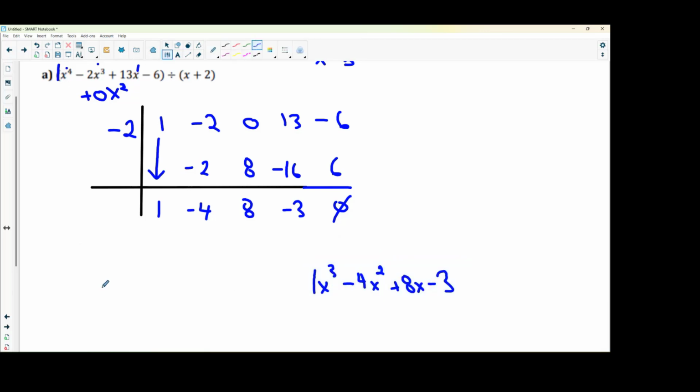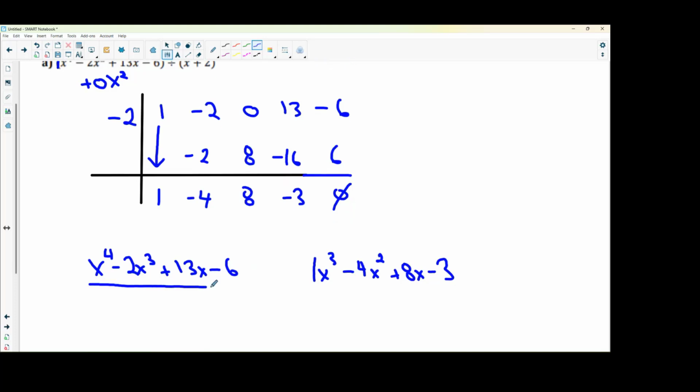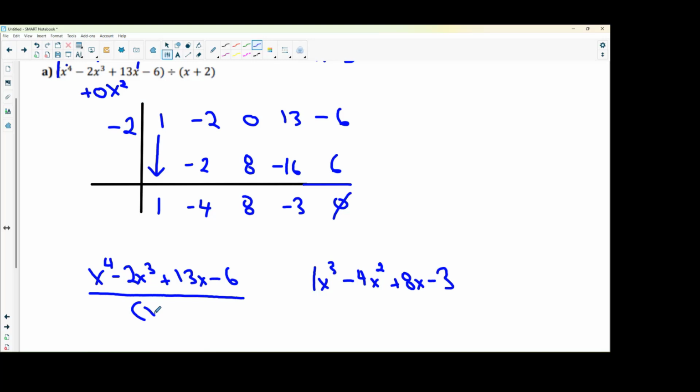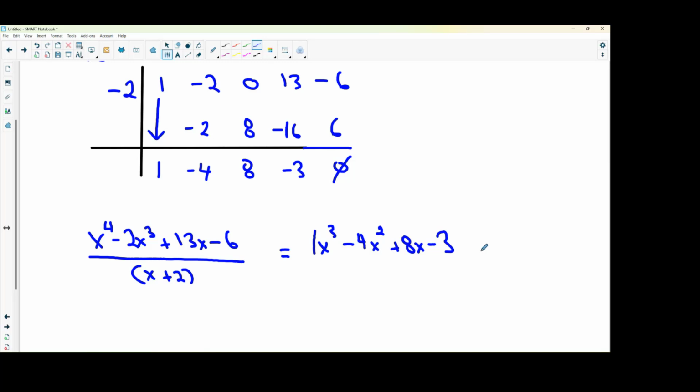So initially you write it like this, x to the power 4, our initial polynomial, divided by x plus 2 is equal to this plus the remainder. But we don't actually have a remainder, it's 0. So we don't have to write plus 0 over x plus 2 because 0 from anything is just 0, right? So we don't have to write that part. So this is the answer. This divided by that is equal to this. There is no remainder.